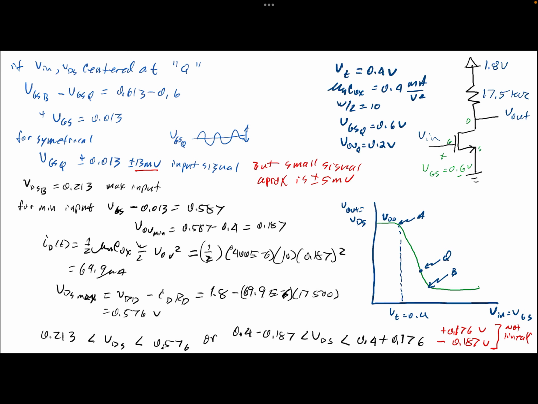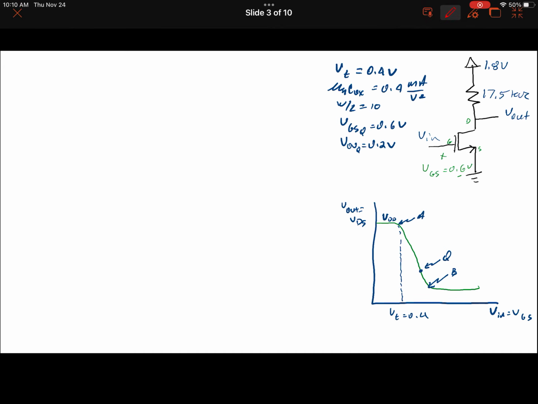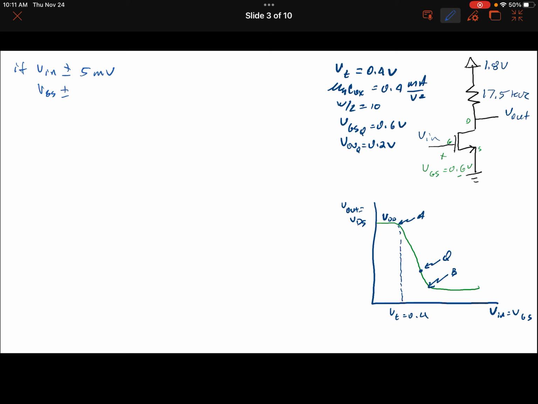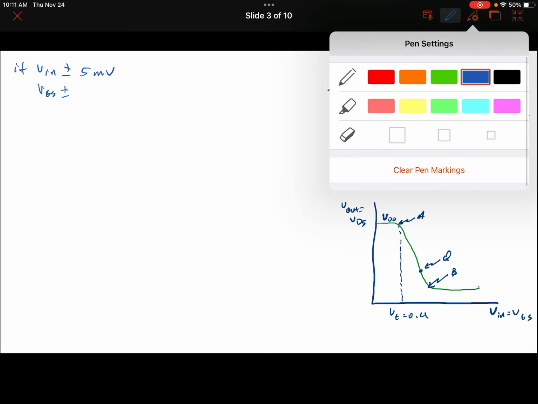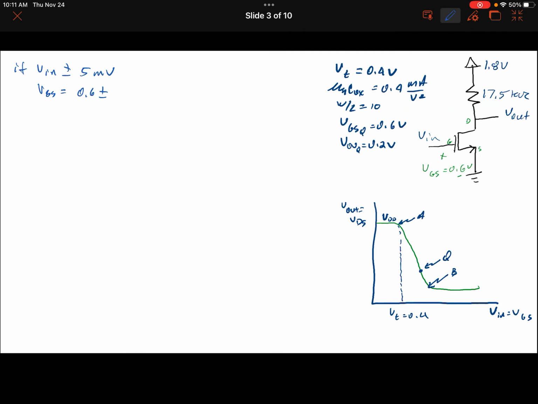So if we do that, let's see if I can change page again. Okay. So if we keep operation, if Vn is plus or minus 5 millivolts from the Q point, then we have VGS equal to 0.6 plus or minus 0.005. And that would mean our V overdrive is actually varying from 0.2 plus or minus 0.005, right? That's really what's happening.